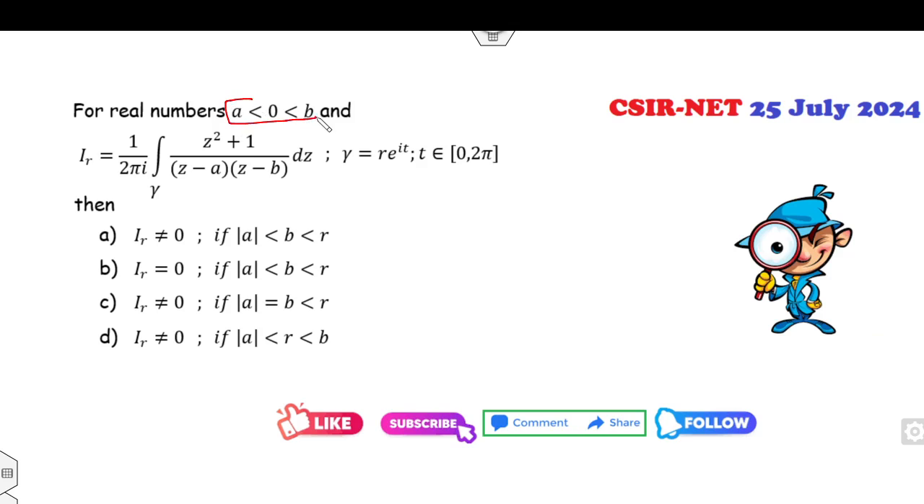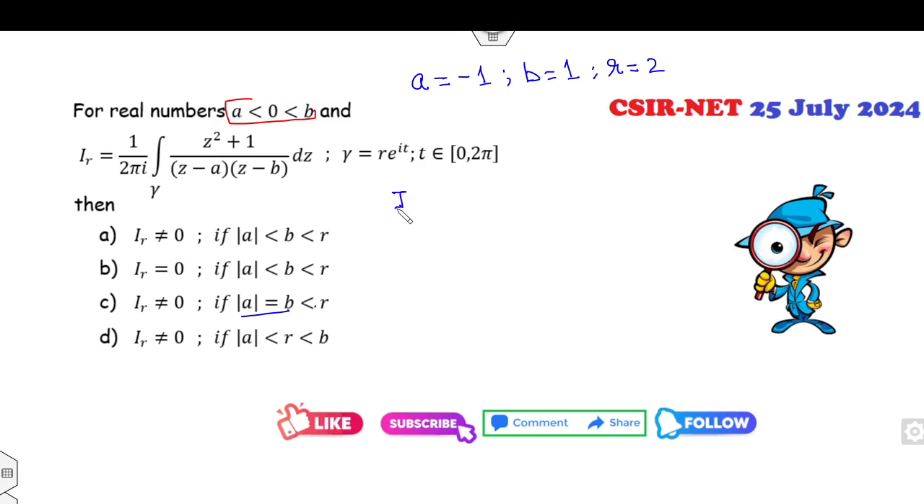You can see I can choose any of the numbers from this case. I can choose a is equal to -1, b is equal to 1. Is it satisfied? So which of the following cases will be satisfied? You can see this case will be satisfied. And r, I can choose any of the numbers. Say r is 2.